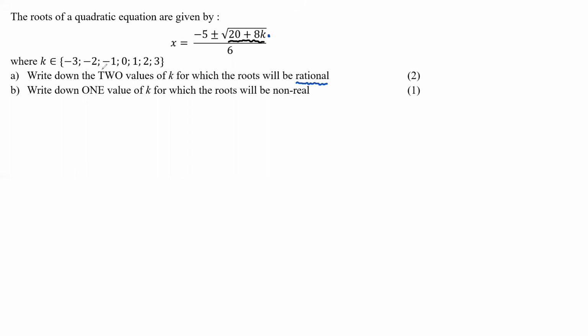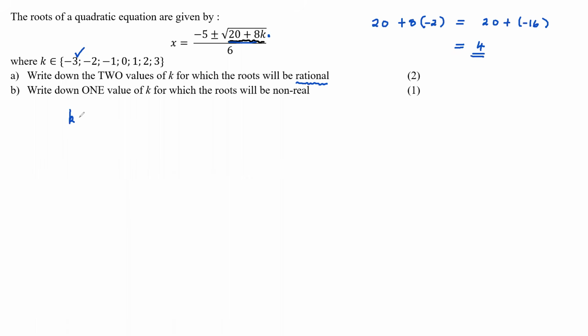Let me think with you. If I was to substitute -3 here, underneath I'll have 20 plus 8 times -3, which becomes 20 plus -24. I get -4. Nope, it cannot work because -4 cannot be a perfect square. So let me play around with the numbers. What if I substitute -2? Let me see if it works. I put k as -2, that becomes -16, and look at what I get: 4.